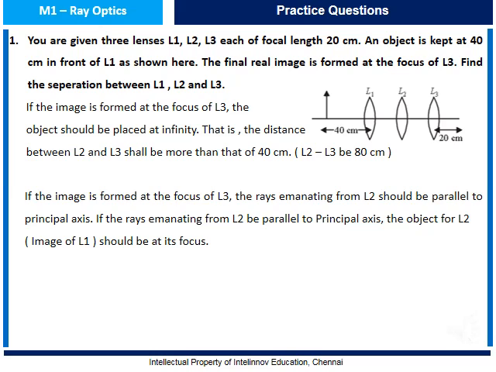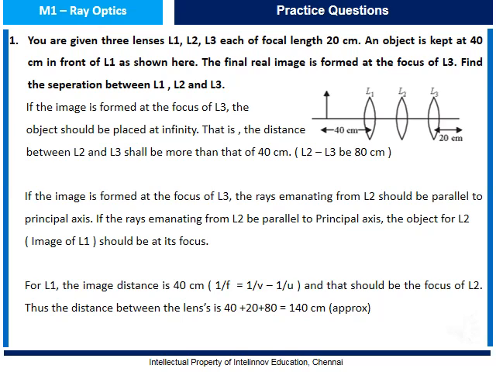Now we need to find out the image distance of L1. For L1, the image distance is 40 cm. This is from the lens equation 1 by f equals 1 by v minus 1 by u. For f we substitute 20 cm, and for u, we substitute minus 40 cm. On calculation, we get the image distance as 40 cm.